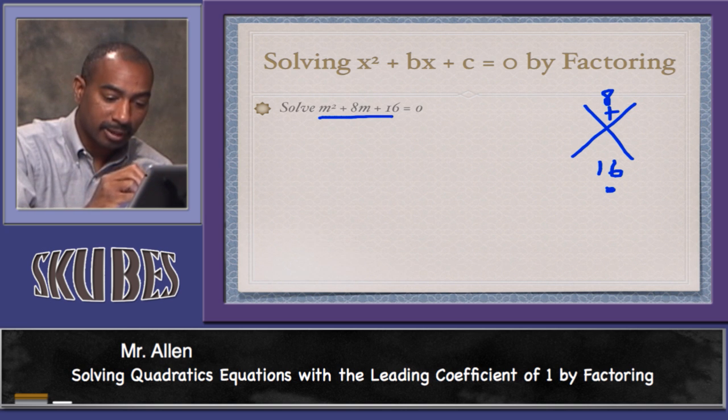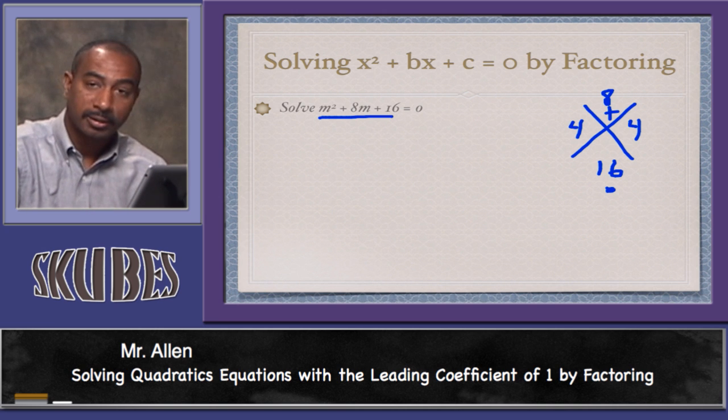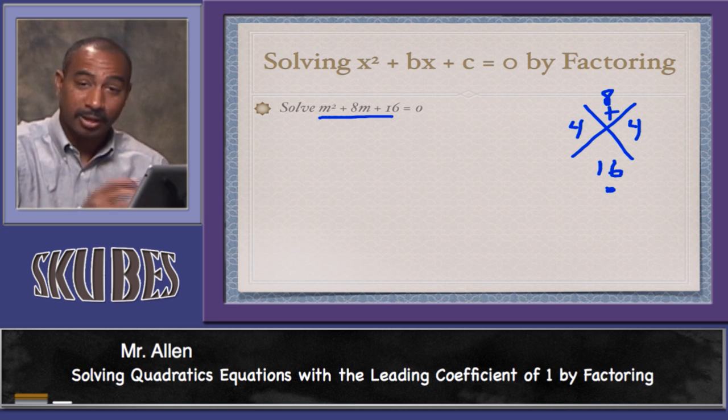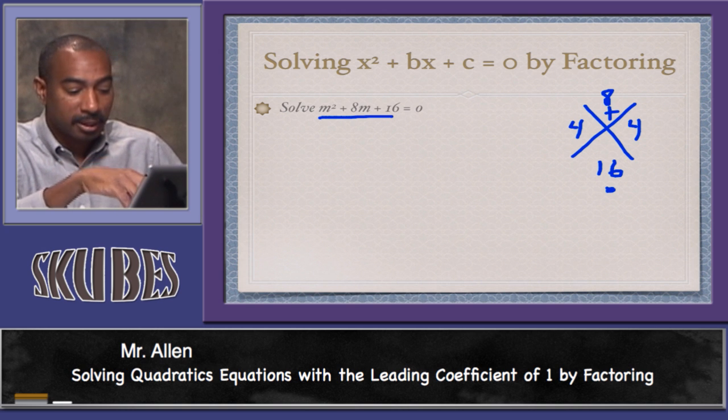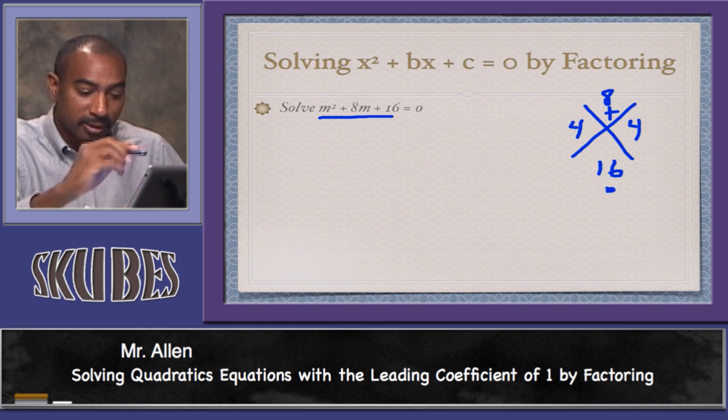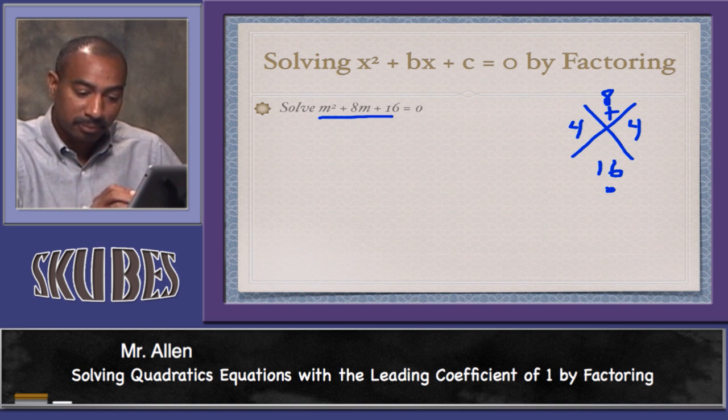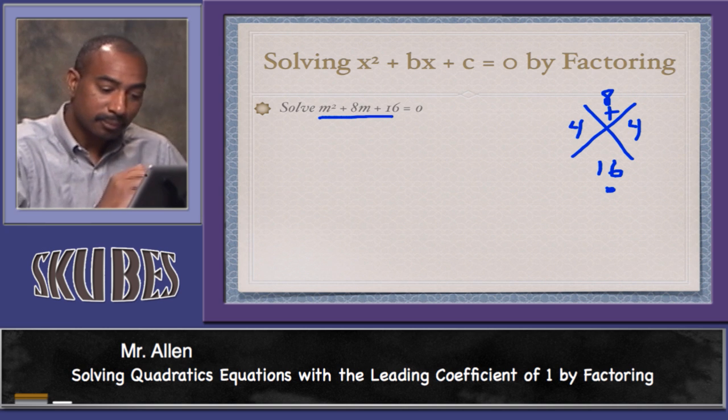So if you think about that, that has to be 4 and 4. 4 times 4 is 16, and 4 plus 4 is 8. And if you look at that carefully, this is a special type of factor there, because we call that a square. You have 4 and 4.